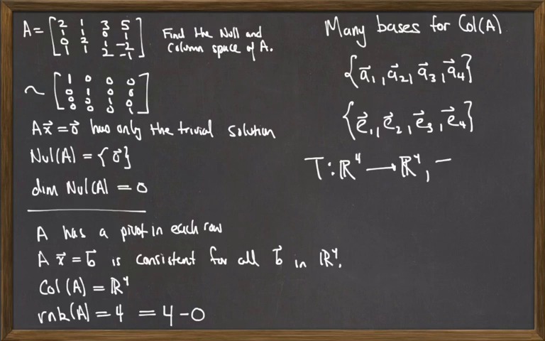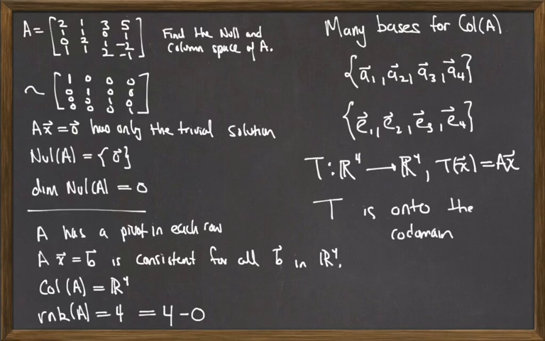Finally, if I look at the corresponding transformation from R4 to R4, given by matrix multiplication Ax, we see that the column space is R4. That's the range of the transformation, and therefore T is onto its codomain.